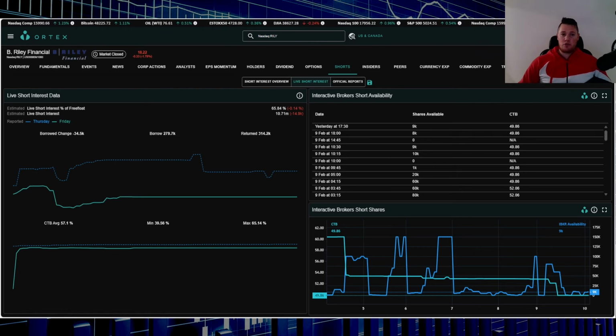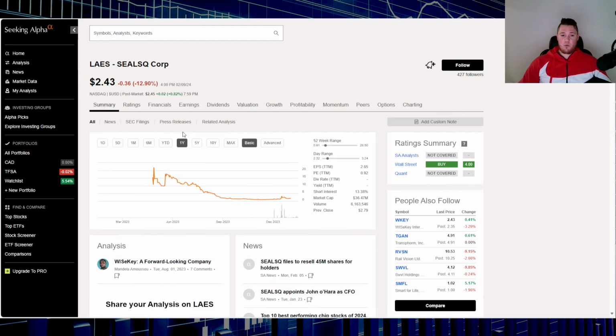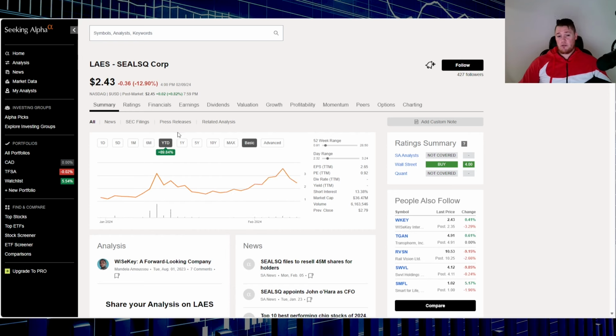Moving on to good old stock number 2, this one is Seal SQ Corp, if I'm saying that right, ticker's LAES. Over the last 1 year, actually, it looks like it's been trading less than 1 year. So in 2024, it's doing fairly well, up 89.84%. And over the last 6 months, down 76.63%. So that's a good year for 2024.